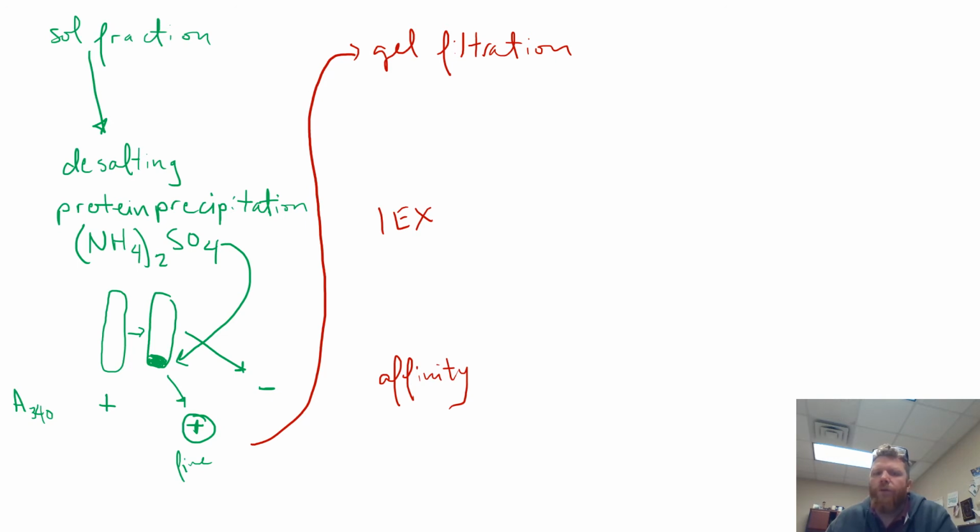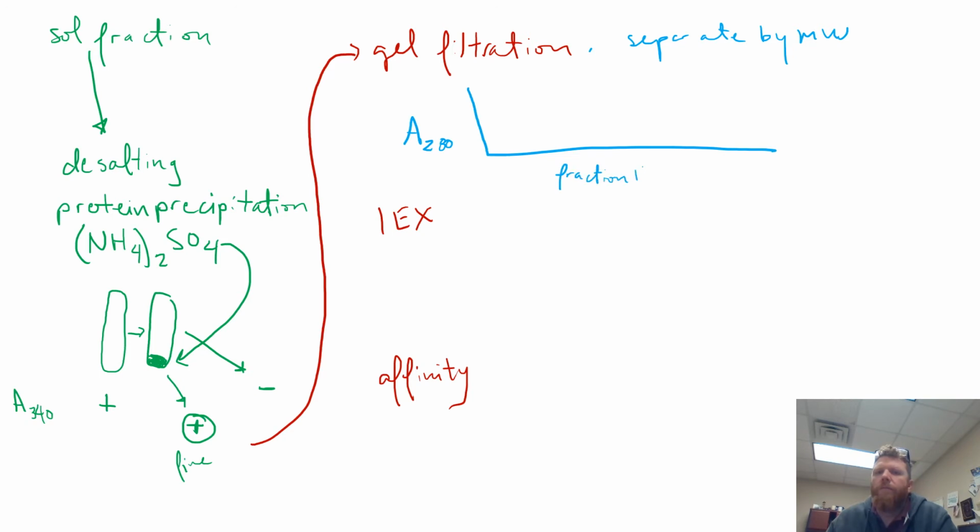Okay, so in gel filtration chromatography, this is going to separate by molecular weight. And we draw something known as a chromatogram. This chromatogram measures on the y-axis basically absorbance at 280 nanometers. Is there protein there? On the x-axis, you look at fraction numbers. So 1, 2, 3, and so on.